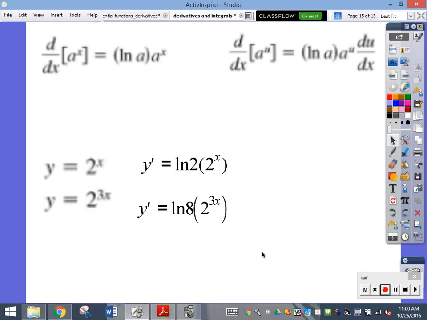And so in addition to these new rules, you also have to remember your properties of exponentials and logarithms. And so that's the two rules you need to know for finding the derivative of e to the u and a to the u.